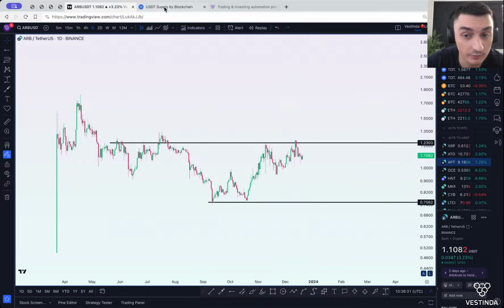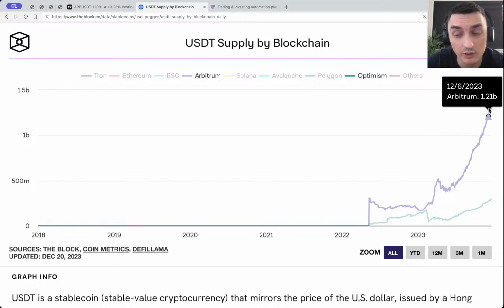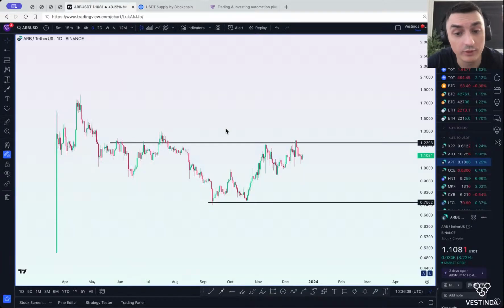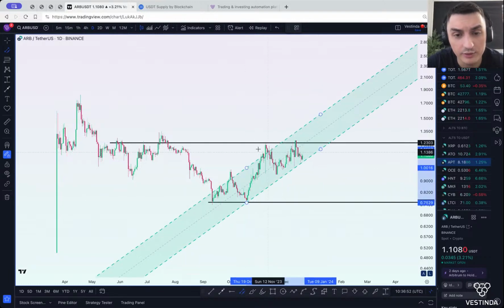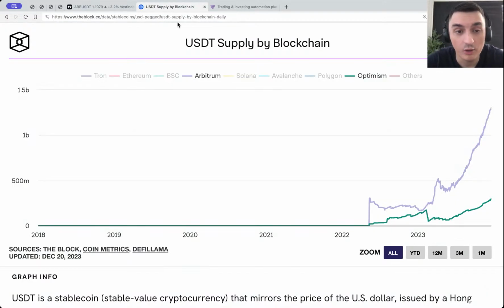However, if we go back to the USDT supply, ARB is taking over a really big amount of USDT supply. So I think there is something hiding here. Another increase in the price is really possible, and we are probably going to see some rise in this uptrend channel. That is really possible. And let's talk about OP.